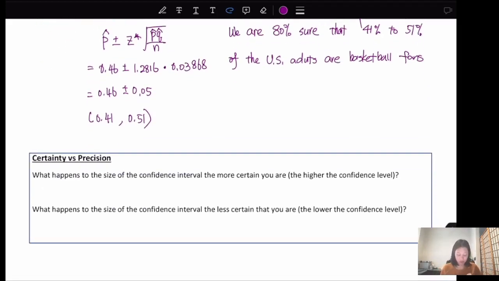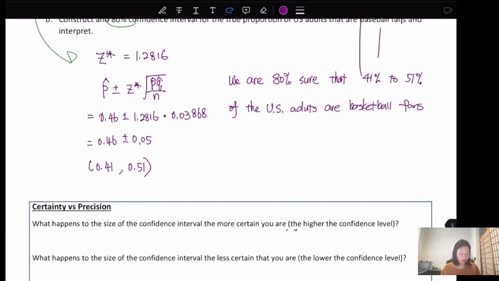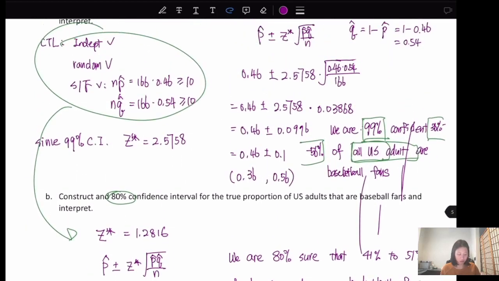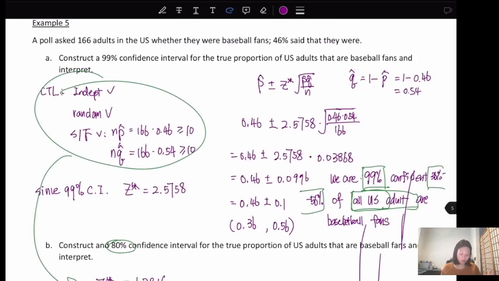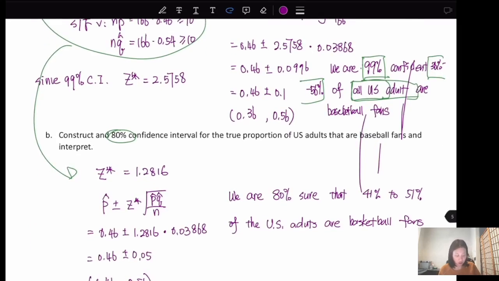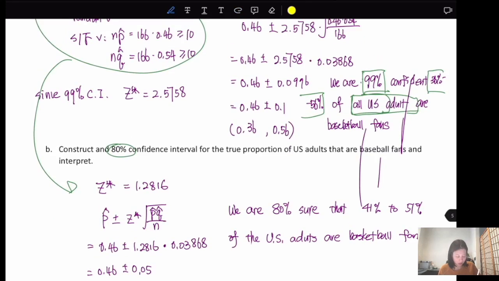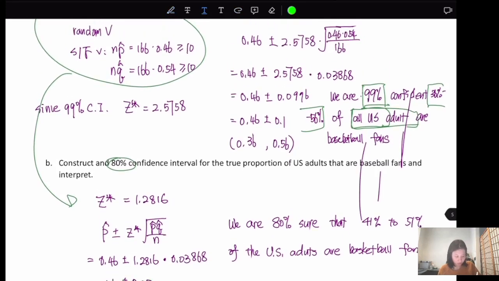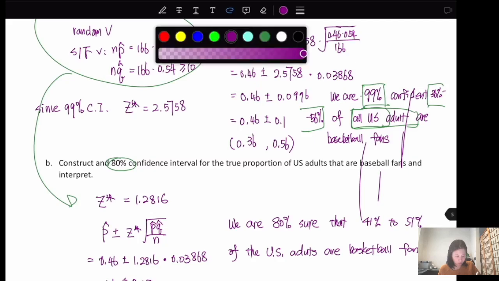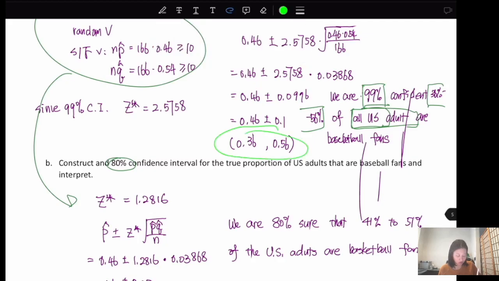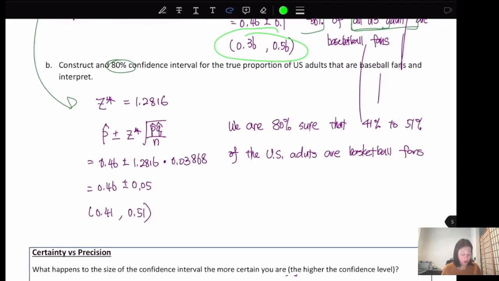Okay, now let's compare these two. What happened to the size of the confidence interval? The more certain you are, which means the higher confidence level. So now let's take a look. In the upper case, you are 99% confident, and your range is 36% to 56%. When you're 80% sure, your range becomes 41% to 51%.